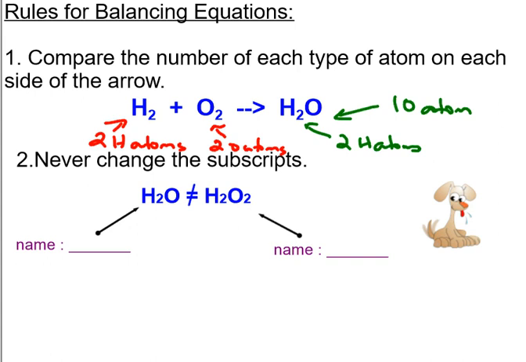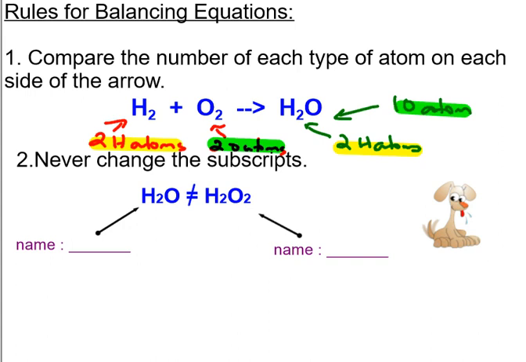Once we know whether or not we have the same amount of each type of atom on either side, we have to try to figure out how to make them equal. In this case, my hydrogens are the same, but I have 2 oxygens before and only 1 oxygen after. It appears as though oxygen has disappeared. So I now need to try to make them the same.